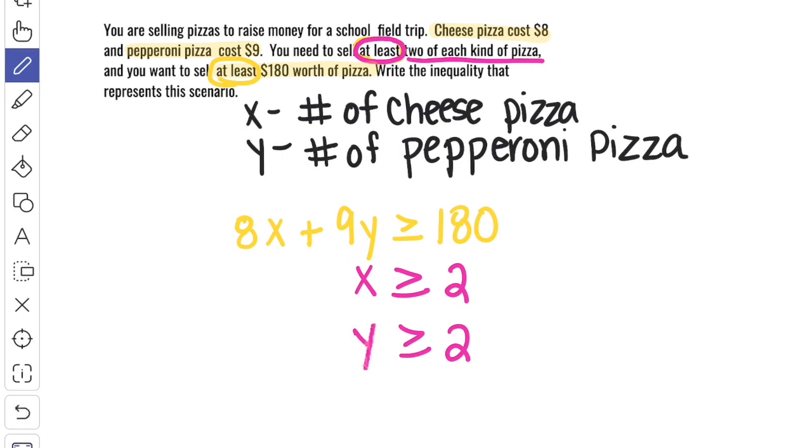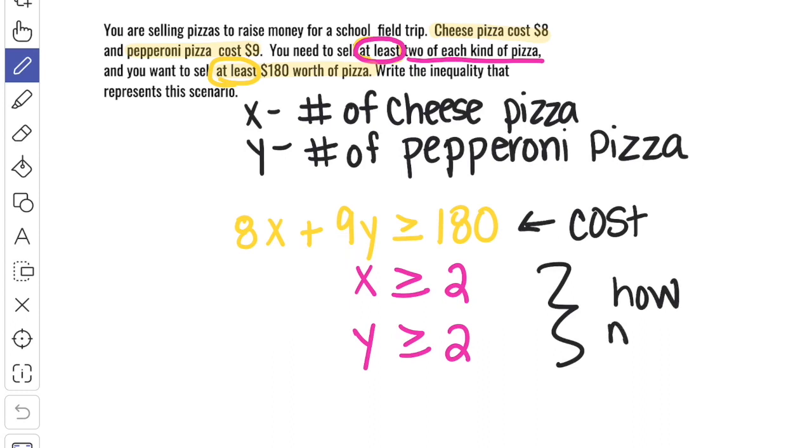So again, I have a cost equation. Right here, I have my cost equation. And then I have a how many of each kind equation. Okay? So just make sure you don't mix up your information there.